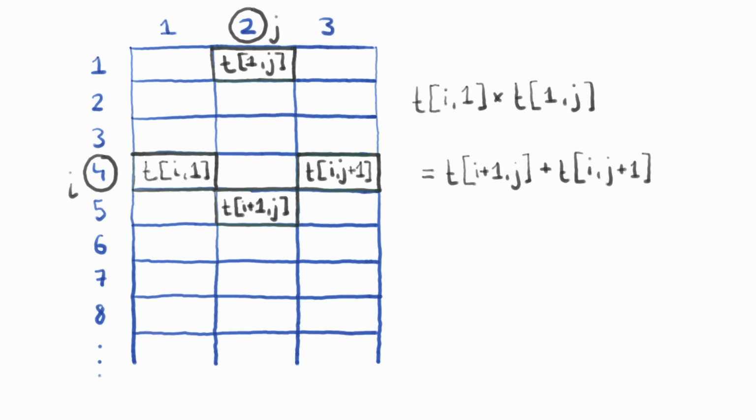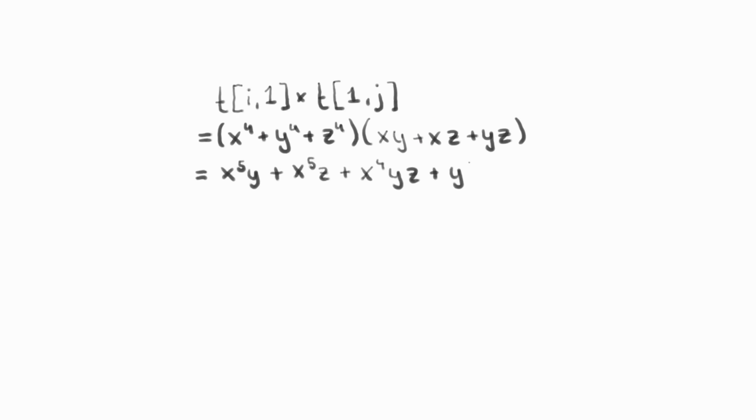Why? When we expand out this product, we see it is a sum of all possible products of a single variable raised to the power of i times a term that contains j distinct variables. When taking such a product, one of two things can happen.